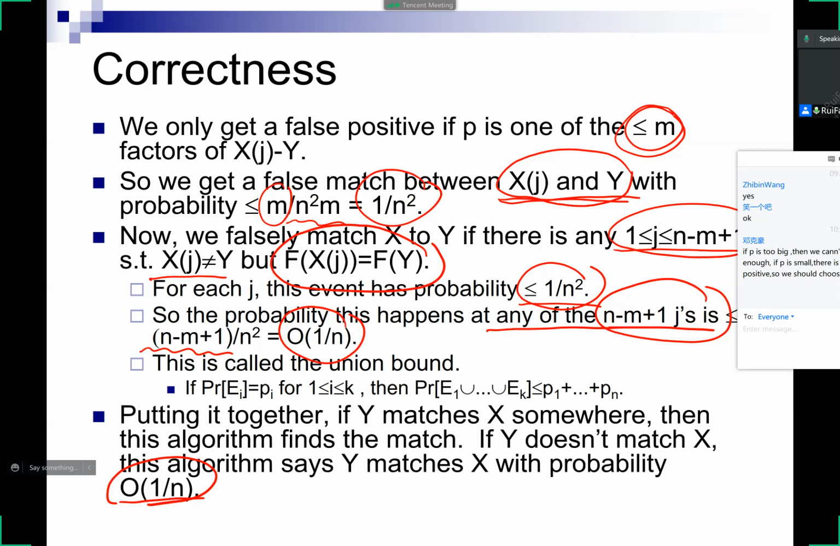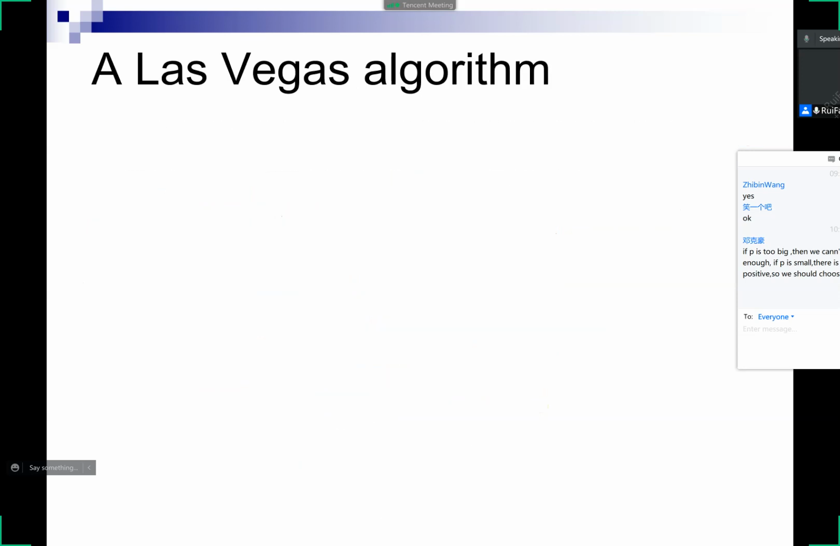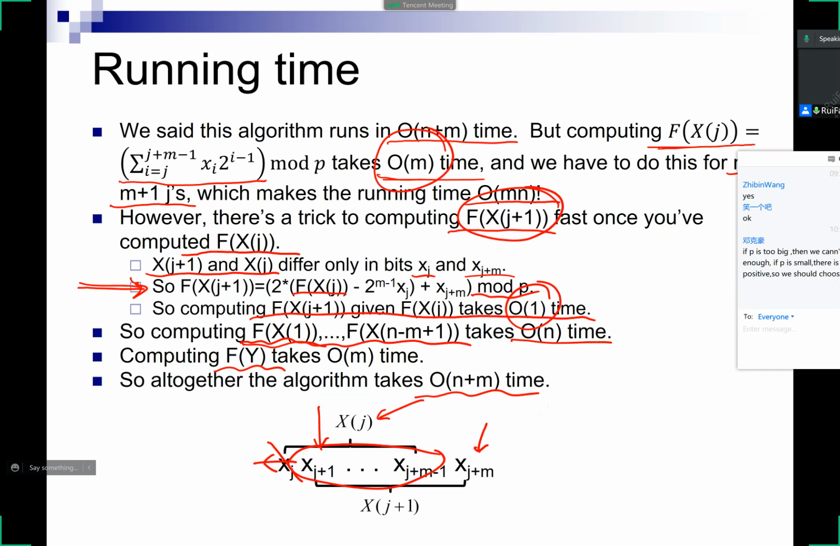So that means that by choosing this p, we get a pretty low error probability. And furthermore, you can compute all these fingerprints and compare all of them in a total of m plus n time. So that p balances these two things that you said, between the false positive probability and the running time.